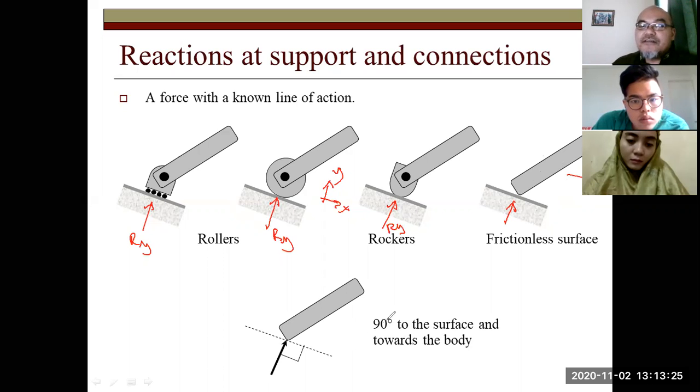So the reaction force is always 90 degrees to the surface and towards the body, like this, 90 degrees.